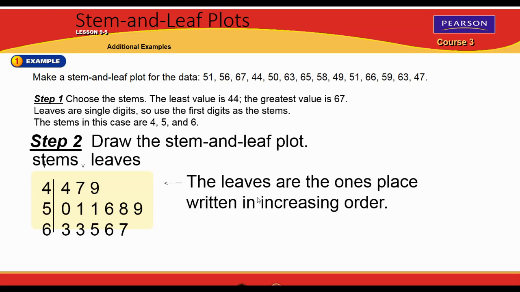You always want the leaves to go from least to greatest. This is helpful because that means all the data is in order for you, which can be valuable if you're asked to find the median, which is something where the data needs to be lined up.